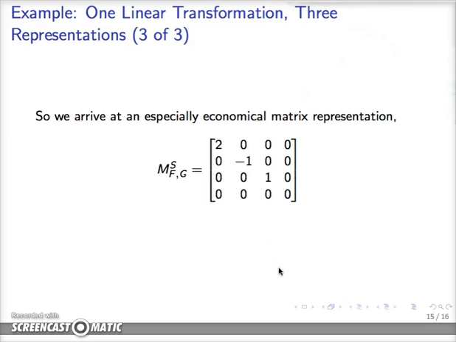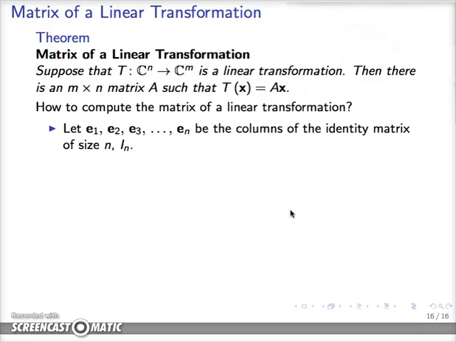So all this information is summarized into a matrix. This is the matrix representation relative to F and G, and that matrix has these columns. As you can see, this is what you call a sparse matrix. It has a lot of zeros in a lot of locations of its entries.